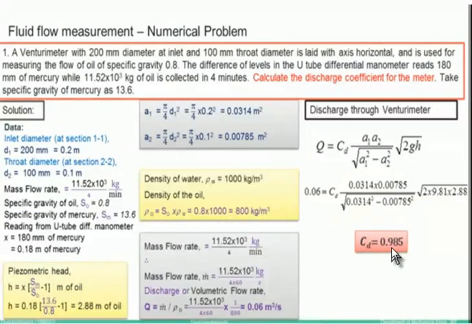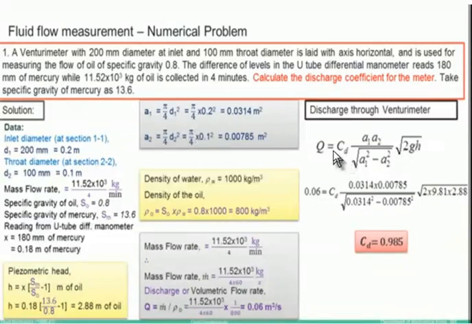So first we have to write down this equation, the discharge through the venturimeter. Then you have to compare what the requirements are. CD we need to find out, so with CD unknown, we should know all the rest of the parameters: Q, A1, A2. Then we have to plan how to find Q, A1 and A2. H is the piezometric head, which we calculate using the specific gravity of oil and mercury. A1 and A2 can be calculated using D1 and D2.